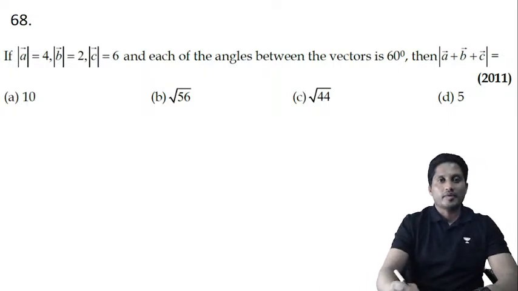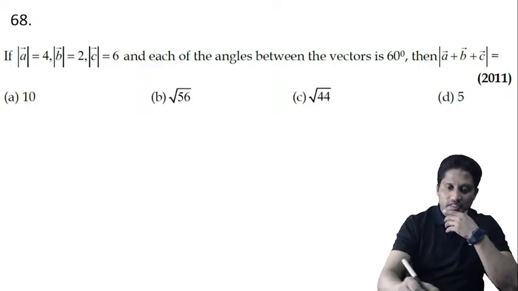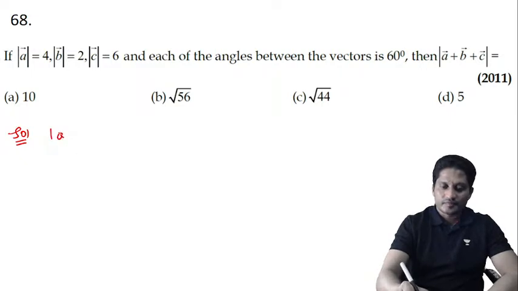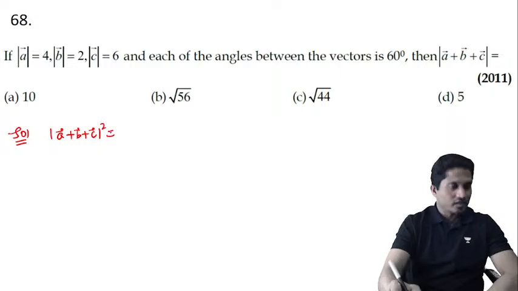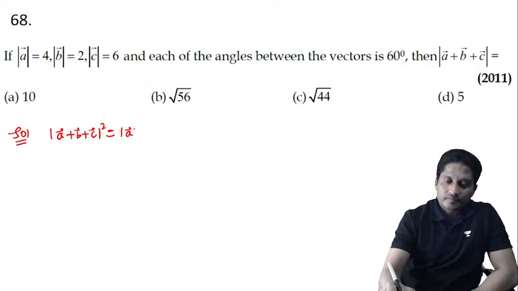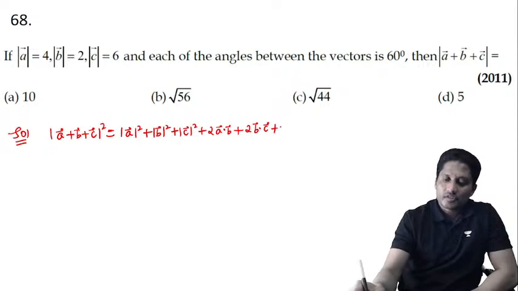Mod A, mod B, mod C is given. Each of the angles between them is 60 degree. Right, what is the value of modulus of A plus B plus C? Suppose I find out mod of A plus B plus C the whole square. This is mod A square plus mod B square plus mod C square, A square B square C square plus 2AB plus 2BC plus 2CA.